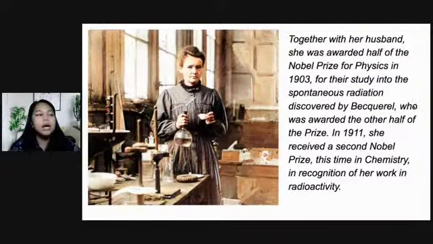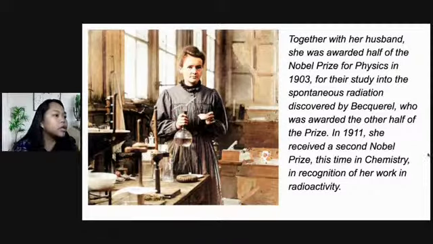So this right here is a picture of Miss Marie Curie. Okay, together with her husband, she was awarded half of the Nobel Prize for Physics in 1903 for their study into the spontaneous radiation discovered by Becquerel, who was awarded the other half of the prize. Okay, so first she was awarded the Nobel Prize for Physics in 1903, and then in 1911 she received a second Nobel Prize, this time in chemistry, in recognition of her work in radioactivity. Okay, so Marie Curie is our choice. We move on to number 7.